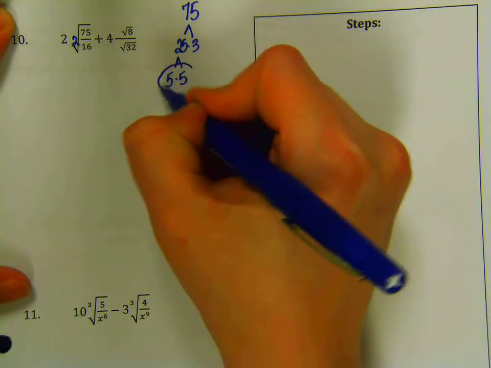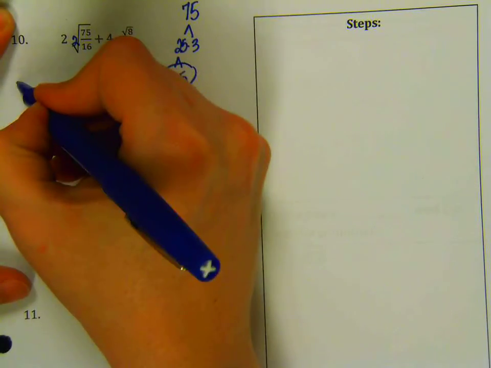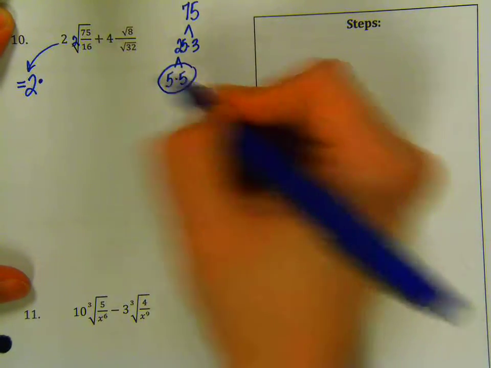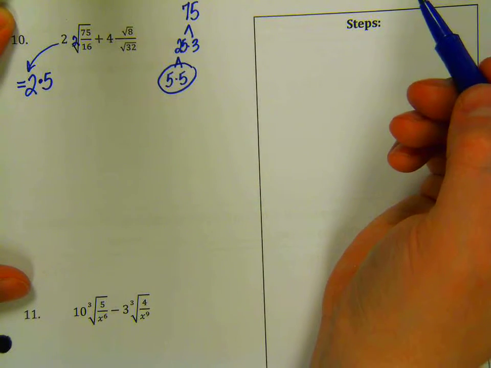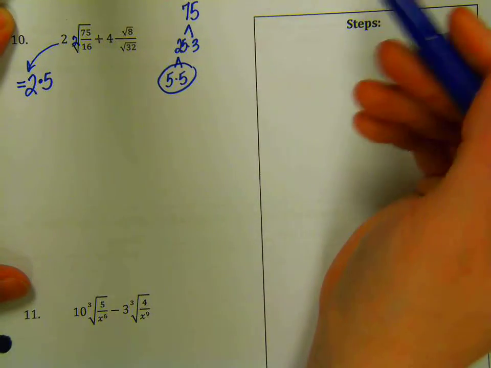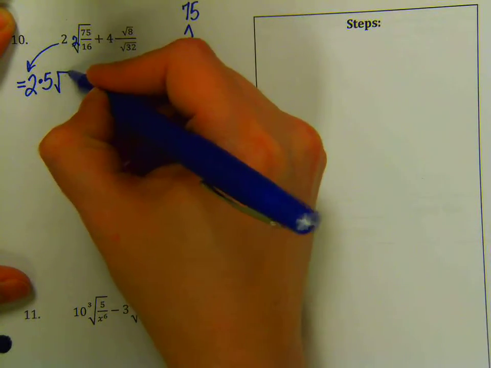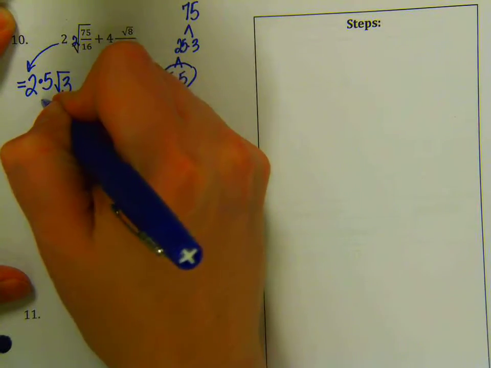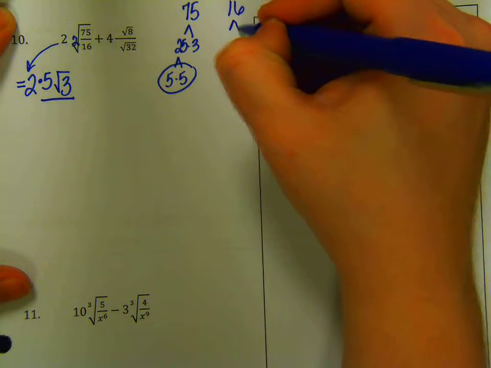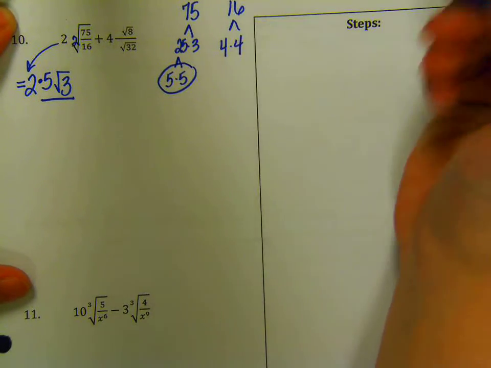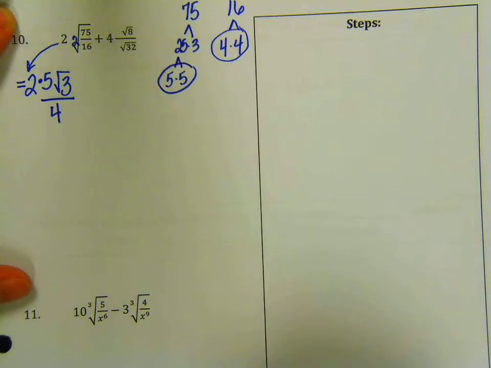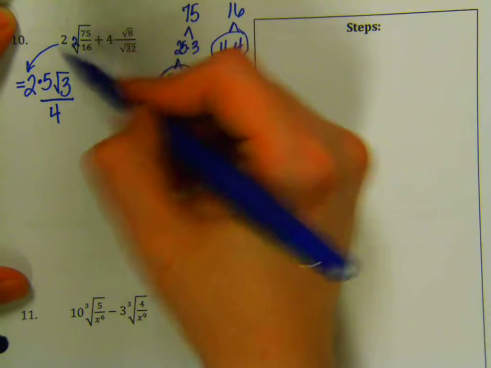And I am looking for groups of 2 since my index is 2. So here's my grouping. I'll have 2 from here times 5, then we have this 3 that's going to stay there. This is a fraction though, so I'm going to have something in the denominator. So my factor tree for 16 is 4 times 4. I'm looking for groups of 2 so I can stop there. And so 4 goes into the denominator. So that's the first fraction.